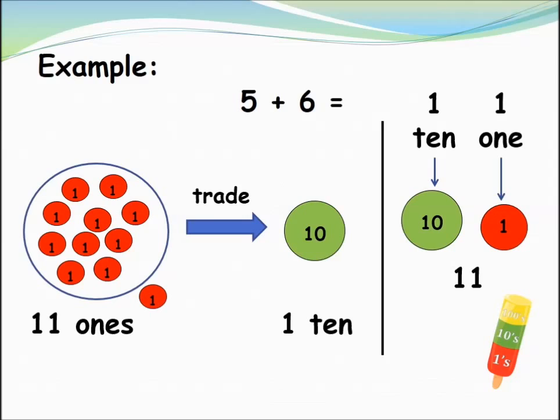So we started with 11 ones. We saw we had to regroup. Did we have enough to trade? We did. We traded 10 ones for 1 ten, which gave us 1 ten and 1 one.